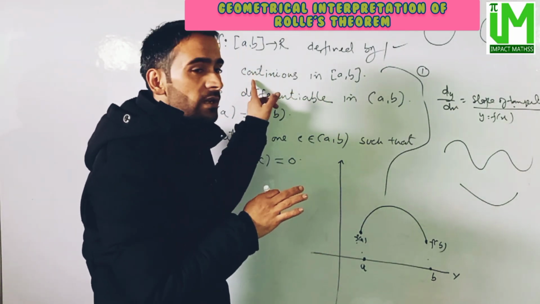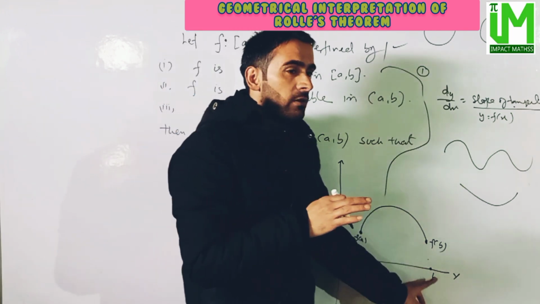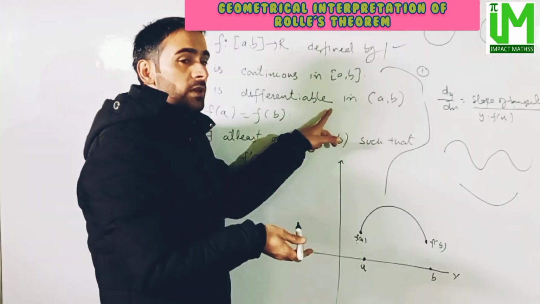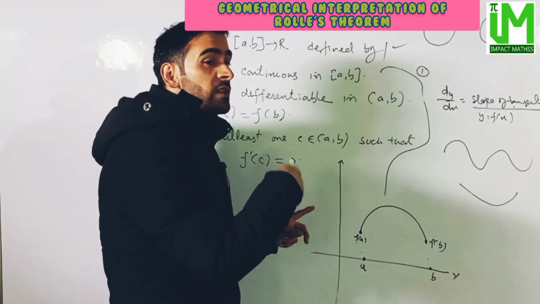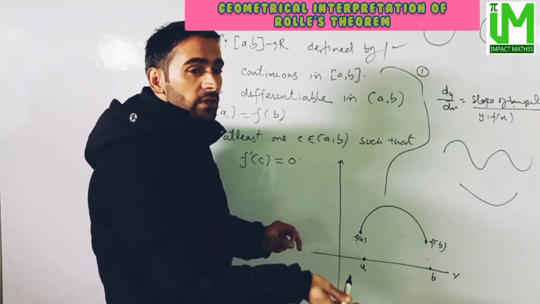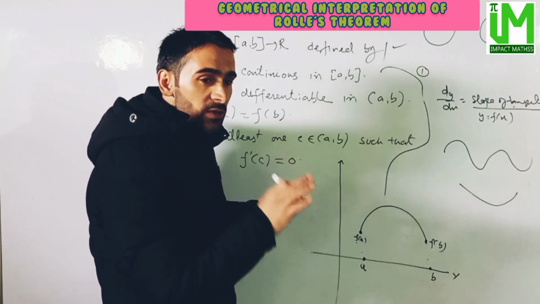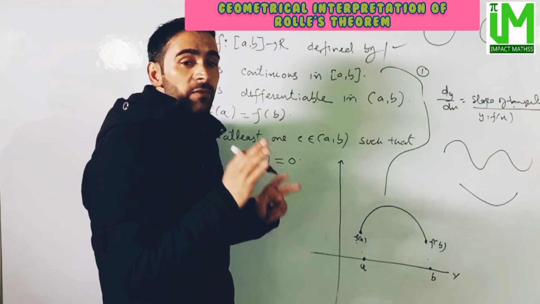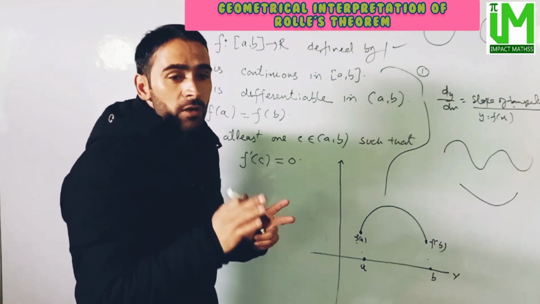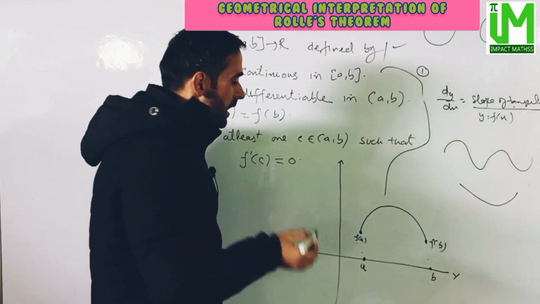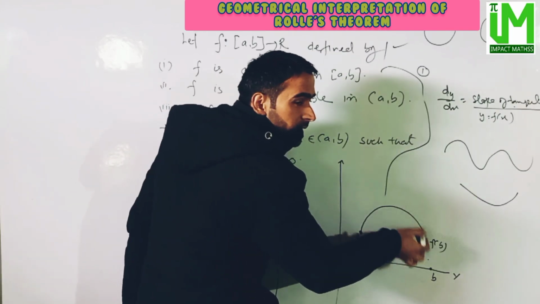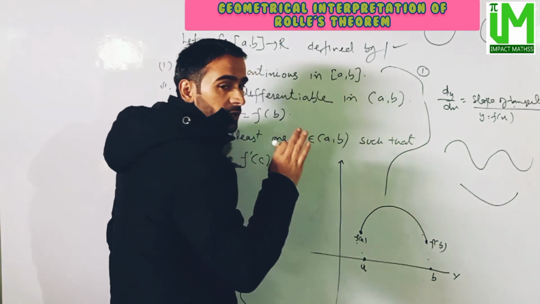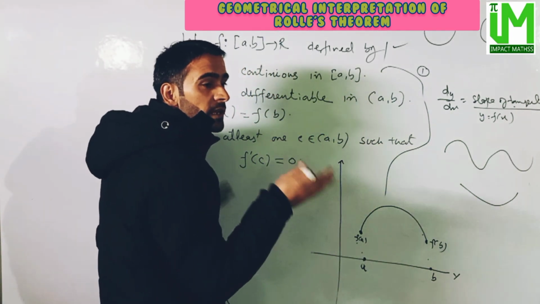What is the first condition now? From a to b, the graph is continuous. Number second, f is differentiable in (a, b) means that at every point from a to b, excluding a and b, it is possible to draw a tangent, and we will be able to find the slope of that very tangent.